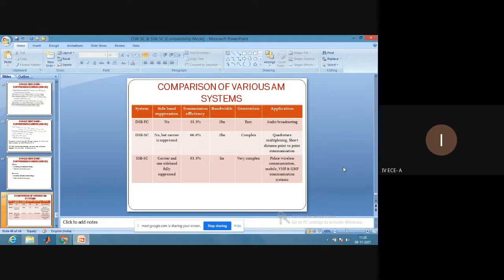In SSBSC, the carrier signal is suppressed along with one sideband fully, and only one sideband is transmitted. It produces a transmission efficiency of 83.3%. The bandwidth requirement is just half of the previous two methods, that is fm. It is very complex in generating the signal and it is mainly used in police wireless communication, mobile, VHF and UHF communication systems.